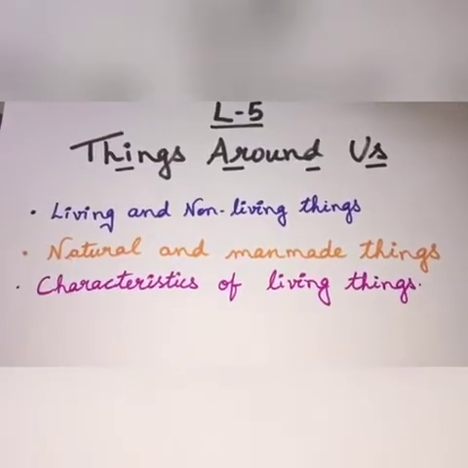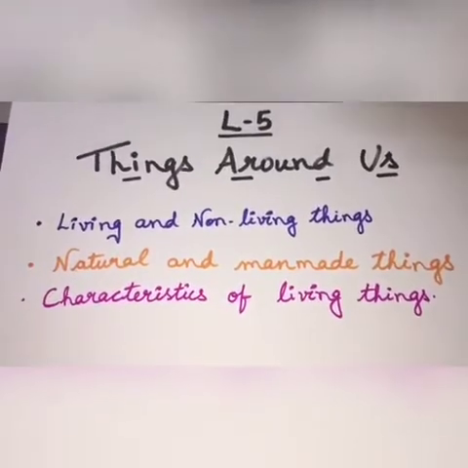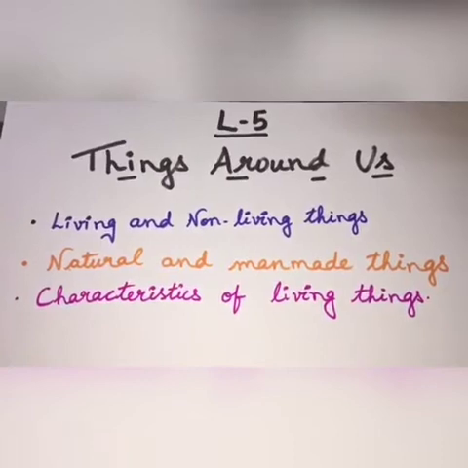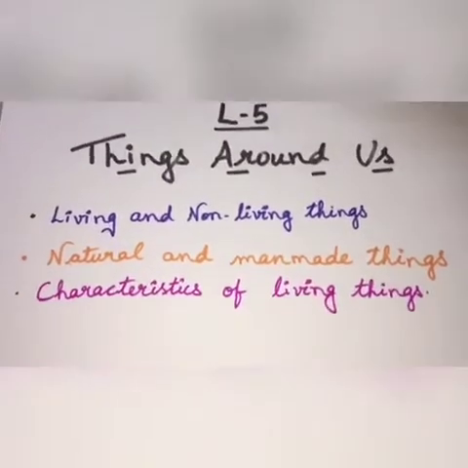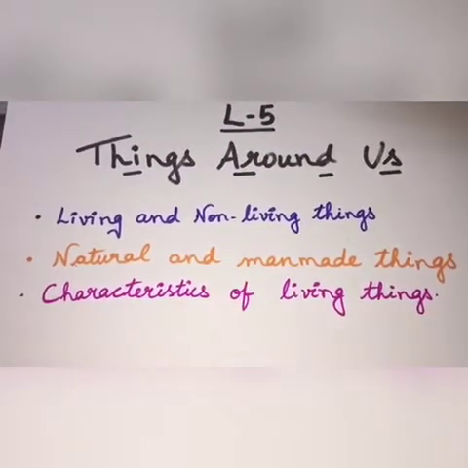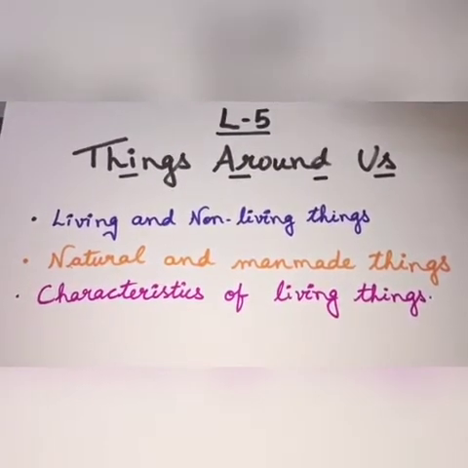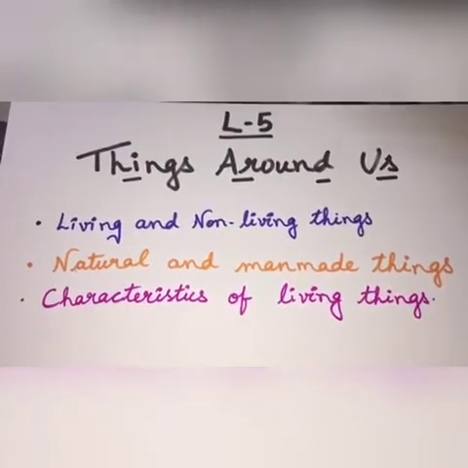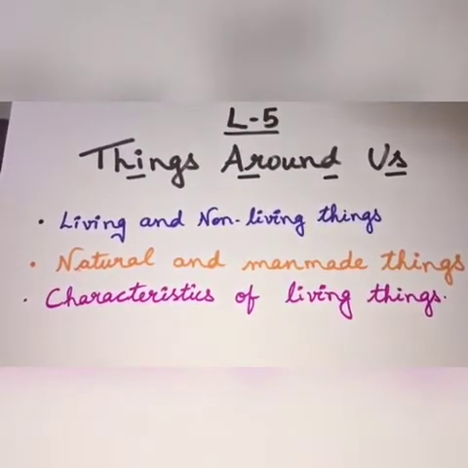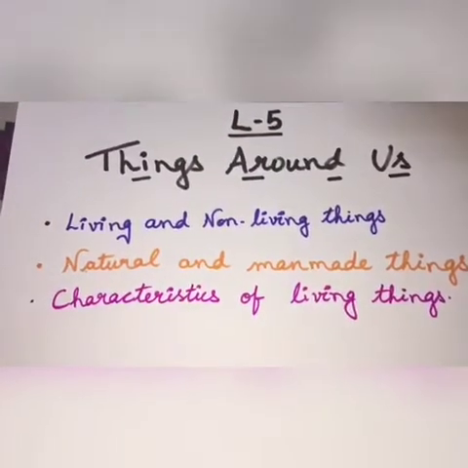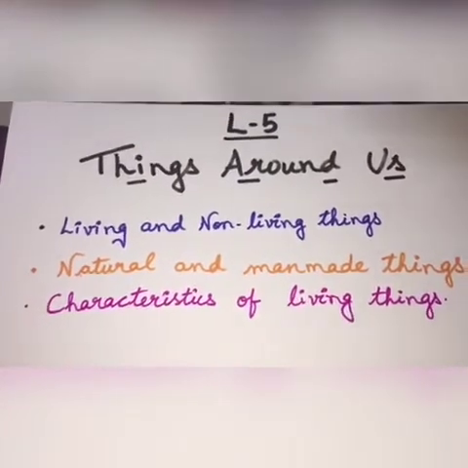Today we will be starting lesson number 5, that is things around us. In this chapter, we will read about living and non-living things, natural and man-made things, and we will read about characteristics of living things. Children, in our daily life, we see a number of things. They may be natural or human-made, living or non-living.